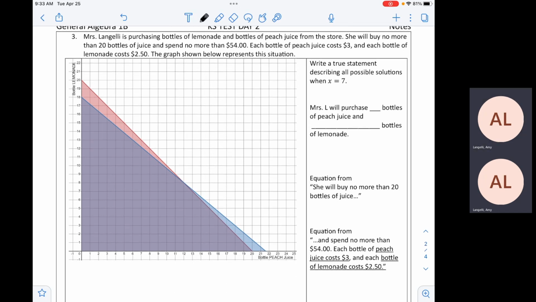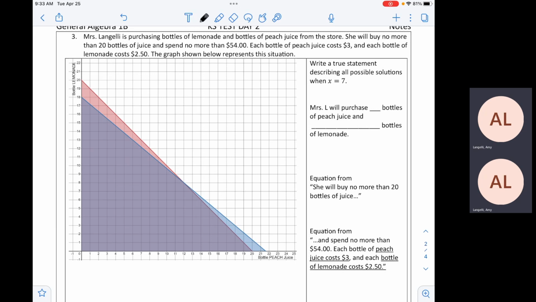Mrs. Langelli is purchasing bottles of lemonade. I did. And bottles of peach juice. No, they were each $2.59. So I fudged the numbers a little bit to work for the graph. But I did actually go to Walmart and I did buy a bottle of lemonade and I bought a bottle of peach juice. And I definitely did not buy 20 bottles, but so I guess that's true.